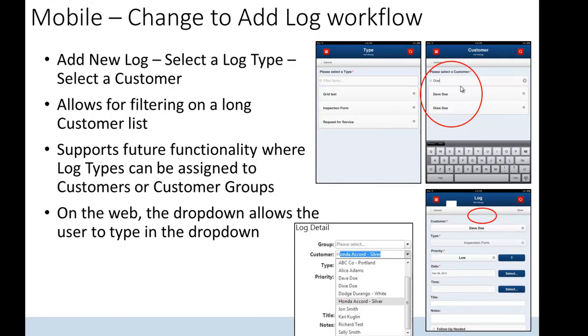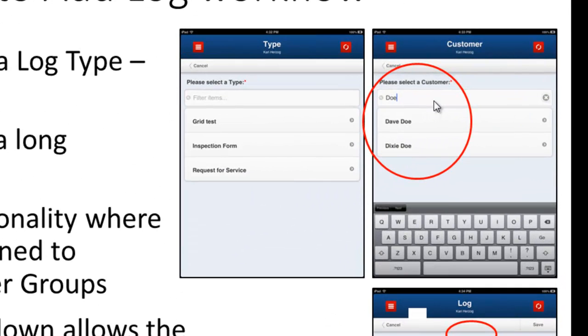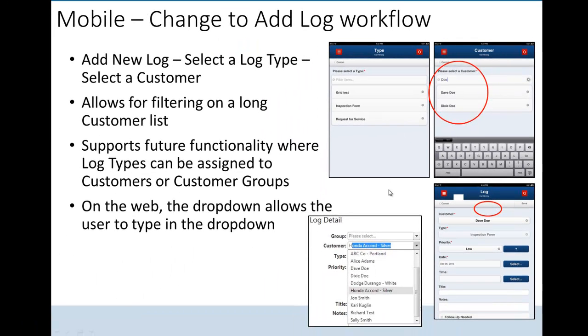Now within this customer screen, you have the ability to filter down the list of customers or entities by typing into the filter box. You can also place the cursor within that box and scan a barcode, and that will filter the list to display only the value that matches that barcode. So this will really help with the workflow and make things easier if you have a very long list of customers or entities. Now on the web application, when you go in to add a log or view the log detail, you'll also have the ability to start typing the value into the customer dropdown. That will also take you to the first value that meets those criteria.